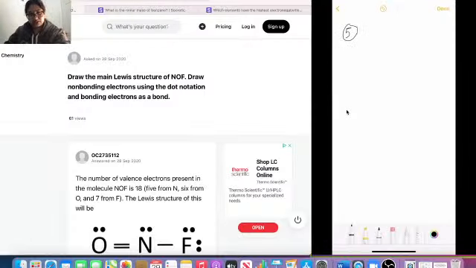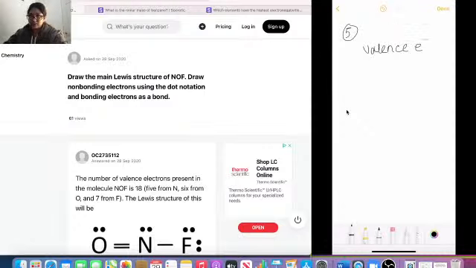Yeah, next question says, draw the main Lewis structure of NOF. Draw non-bonding electrons using the dot notation and bonding electrons as a bond. Okay, so we have here nitrogen, oxygen, fluorine, right? And so let's count the number of valence electrons present.